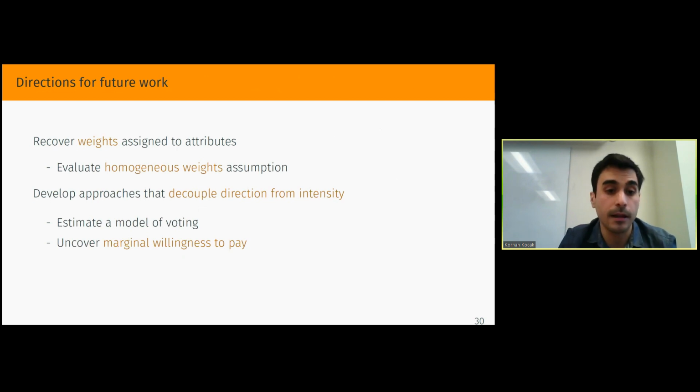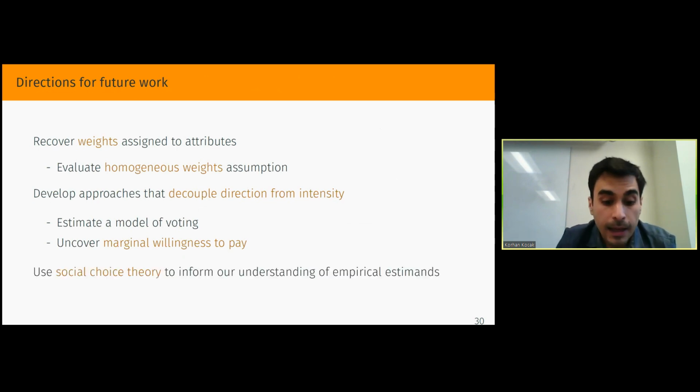between different attributes. And finally, I think what this project tells us is that the social choice theory literature can inform our understanding of empirical estimates and empirics more broadly. So I think there is some room for progress in that direction.